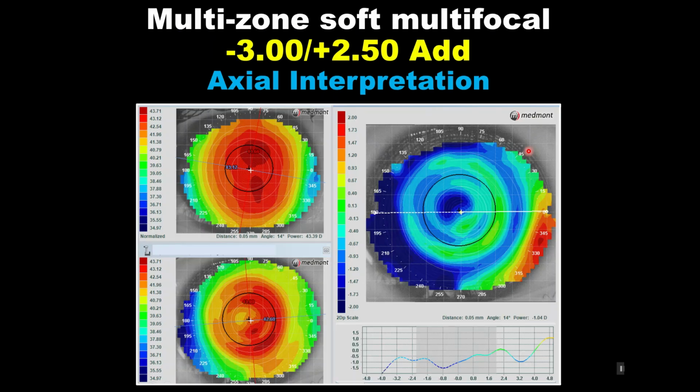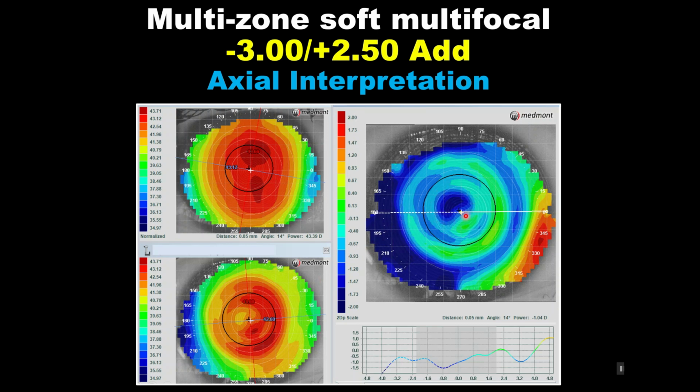Now, for this patient, we had a multi-zone soft multifocal lens on eye with a -3.00 power and a 2.50 add. What we did was we did topography over the naked eye, no lens. Then we did topography over top of our multifocal lens and did what's called a subtraction map. Subtractions are used more so in orthokeratology, but we can use them in our soft multifocal fitting to understand where the zones of the lens are.